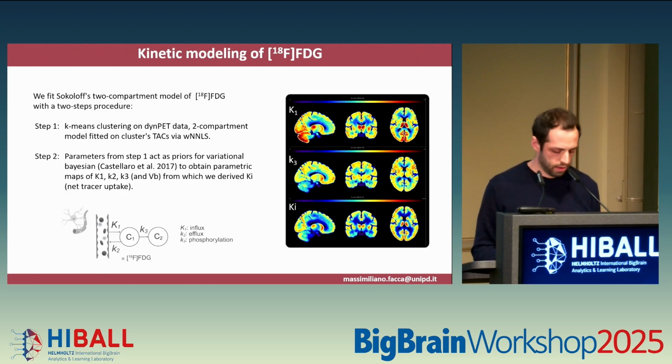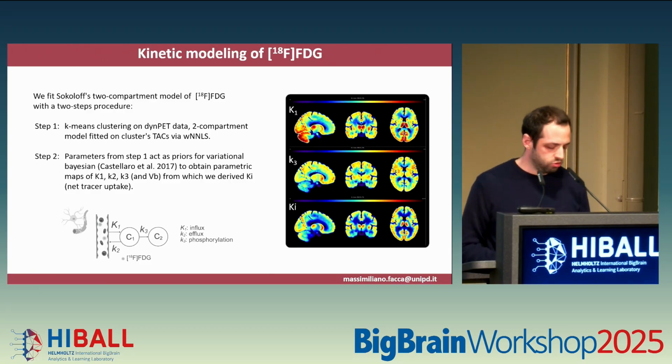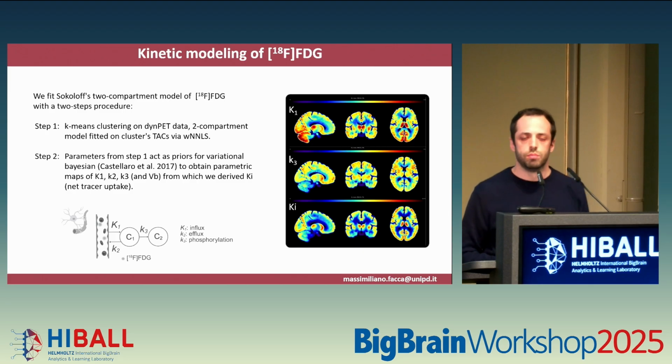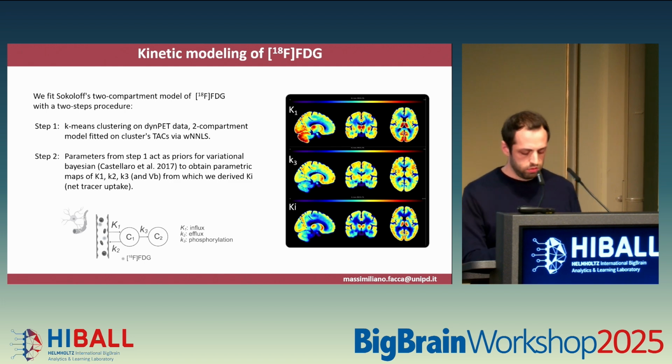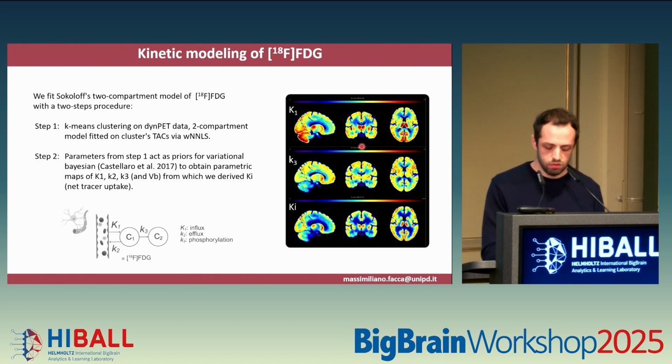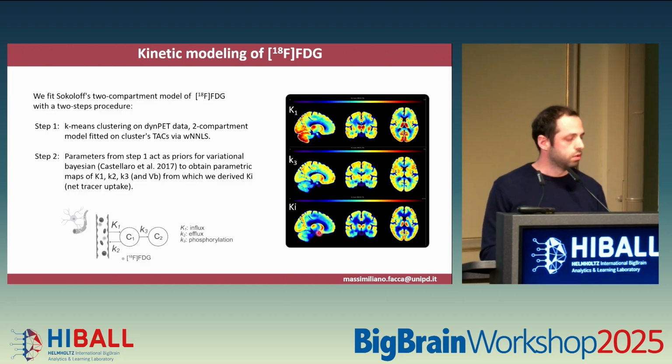glucose metabolism. Specifically, we had access to K1, which is measuring basically the influx of the tracer across the blood-brain barrier, K2, which is clearance of the tracer into venous blood, and then K3, which is the enzymatic activity of the hexokinase enzyme, which is the actual glucose consumption. Here you can see 3 maps. We have the KI, so tracer getting in, tracer being phosphorylated, and then the net tracer uptake.